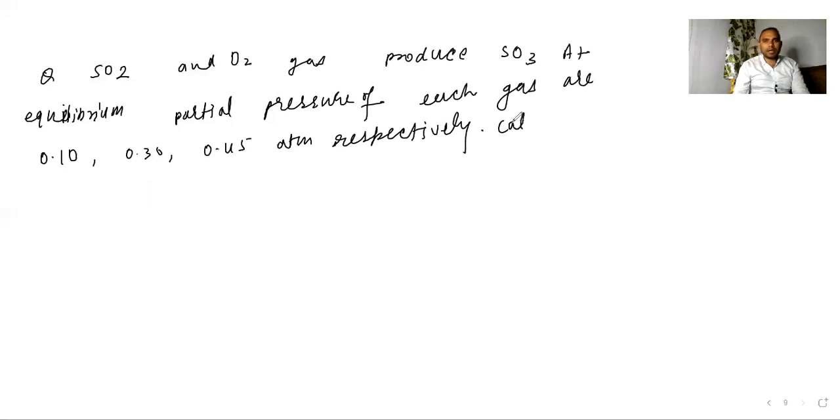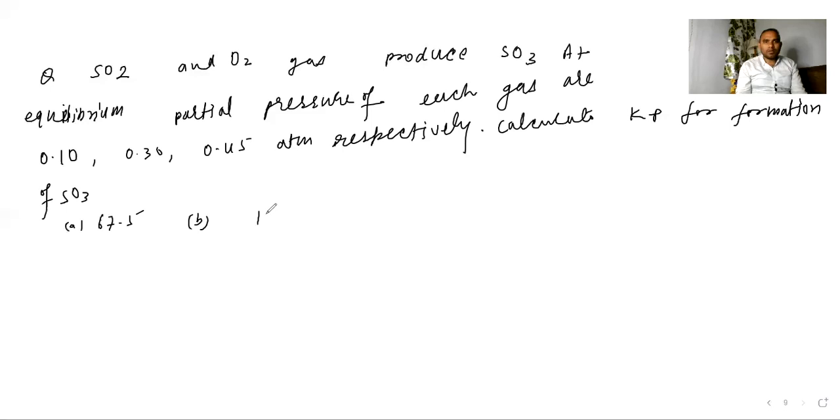Calculate Kp for the formation of SO3. The options they have given: A is 67.5, B is 107.5, C is 208.5, and D is 109.5. These are the options.